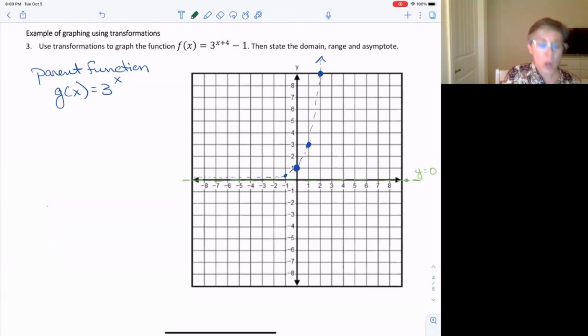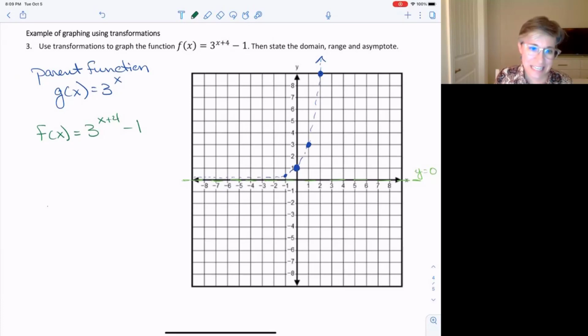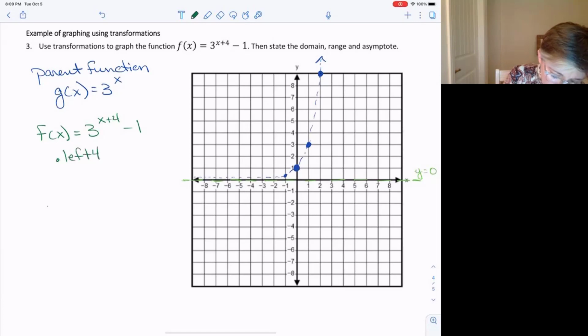Now let's focus on the new function that's given that has some shifts with it. So we have 3 to the power of x plus 4 quantity, and all that's minus 1. Well, focusing on the x plus 4, remember that's a horizontal shift in the opposite direction of the sign that we see. So the plus 4 means we're actually moving left 4 units. And then the entire function, we're subtracting the 1. So that means we're going to move down 1 unit.